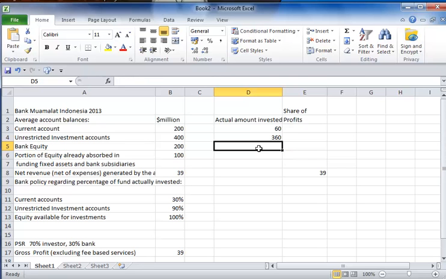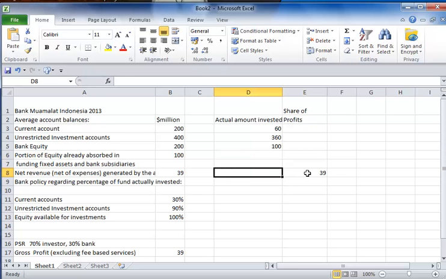And finally, for the bank equity, we take the figure of 200 million and minus the 100 million which is already invested in fixed assets, and multiply by 100%. That means the whole balance is invested. So out of this 200, when you minus 100, you get 100. So this is the amount actually invested.